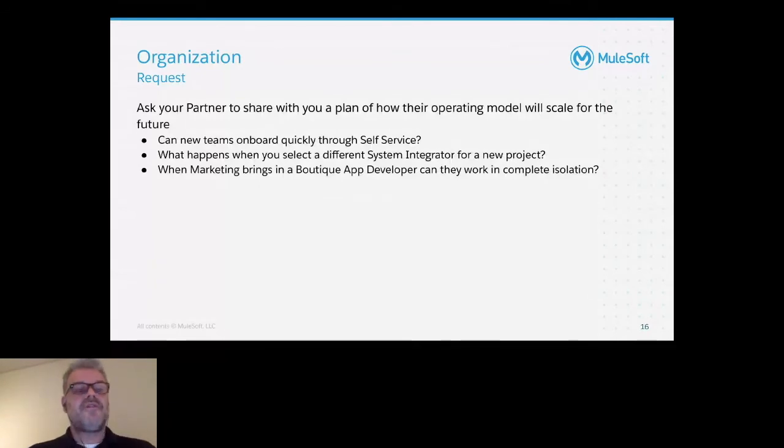So those are questions that are very important to figure out if teams that want to onboard, or if marketing wants to hire this small group of developers, can they do their thing without having to be involved in all kinds of meetings with other teams, or can they just build the application and leave again?